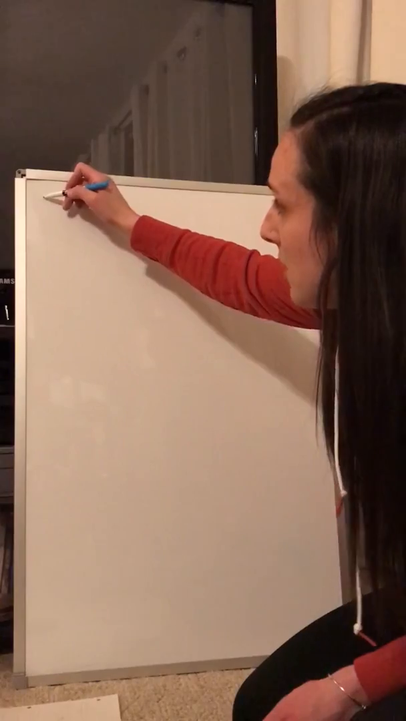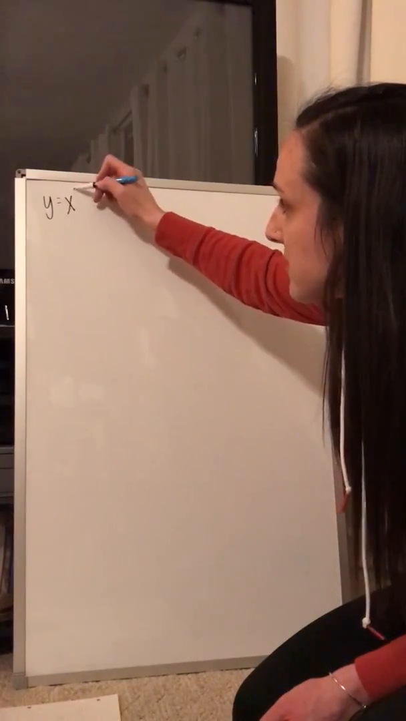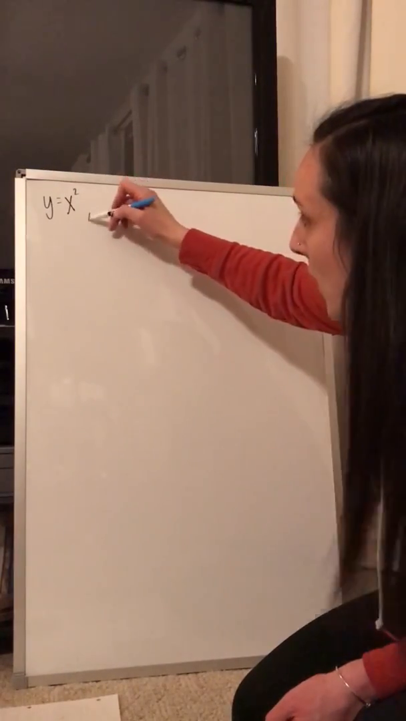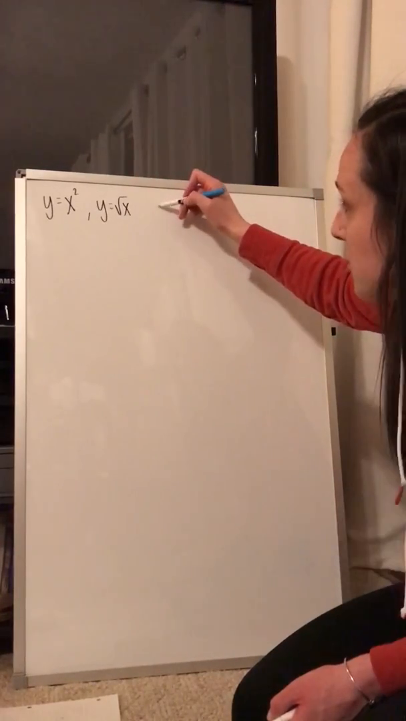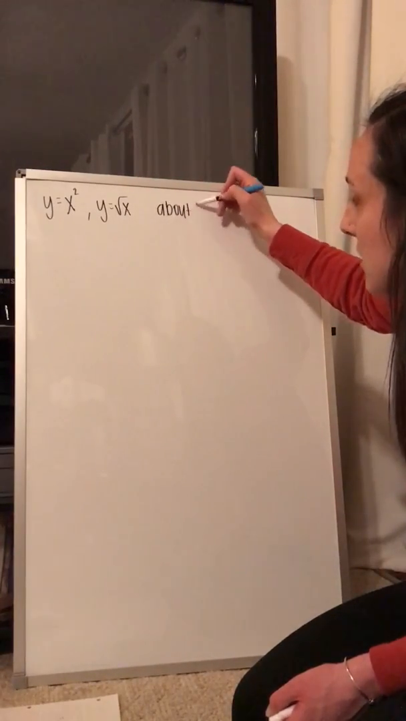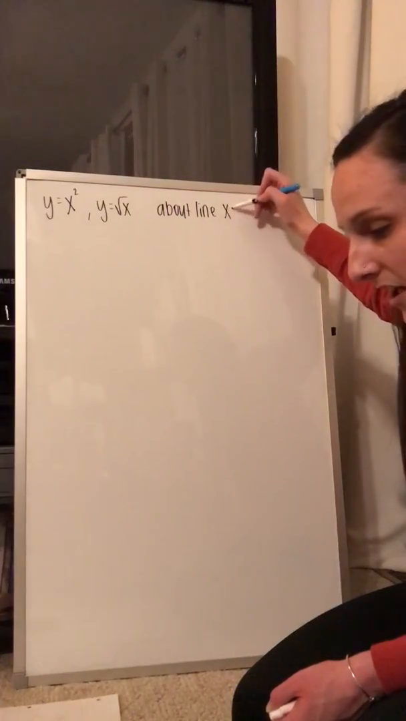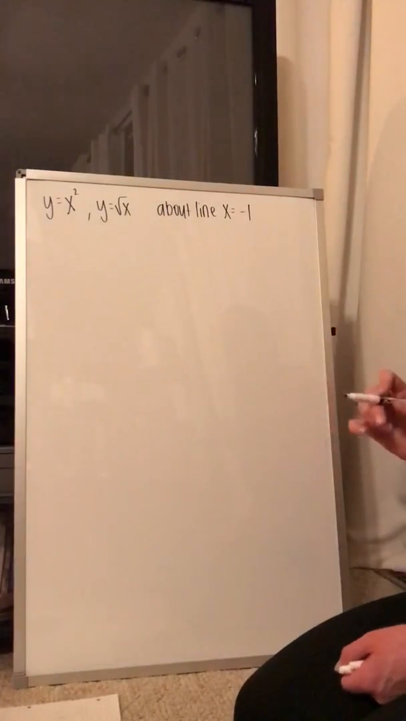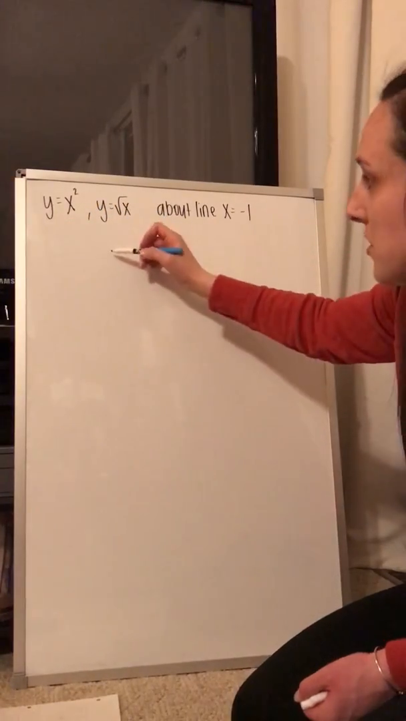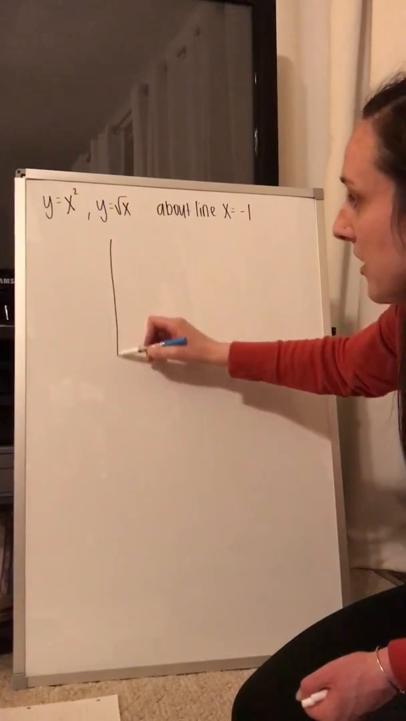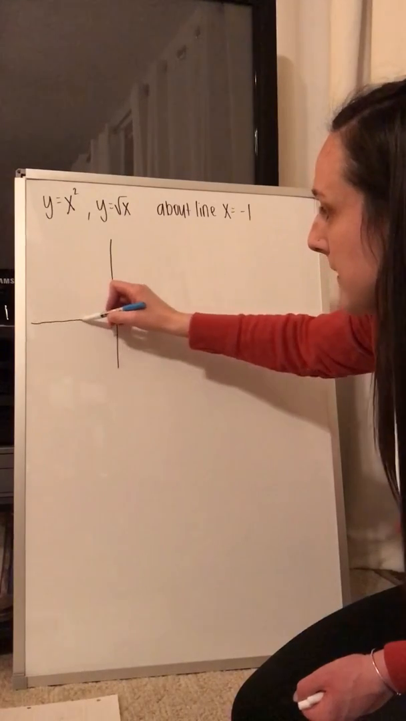We want to enclose the region of y is equal to x squared, y is equal to the square root of x. And this time we want to rotate about the line x is equal to -1. All right, so these are both in terms of y equals, so I don't need to manipulate them before I see what this graph is going to look like.